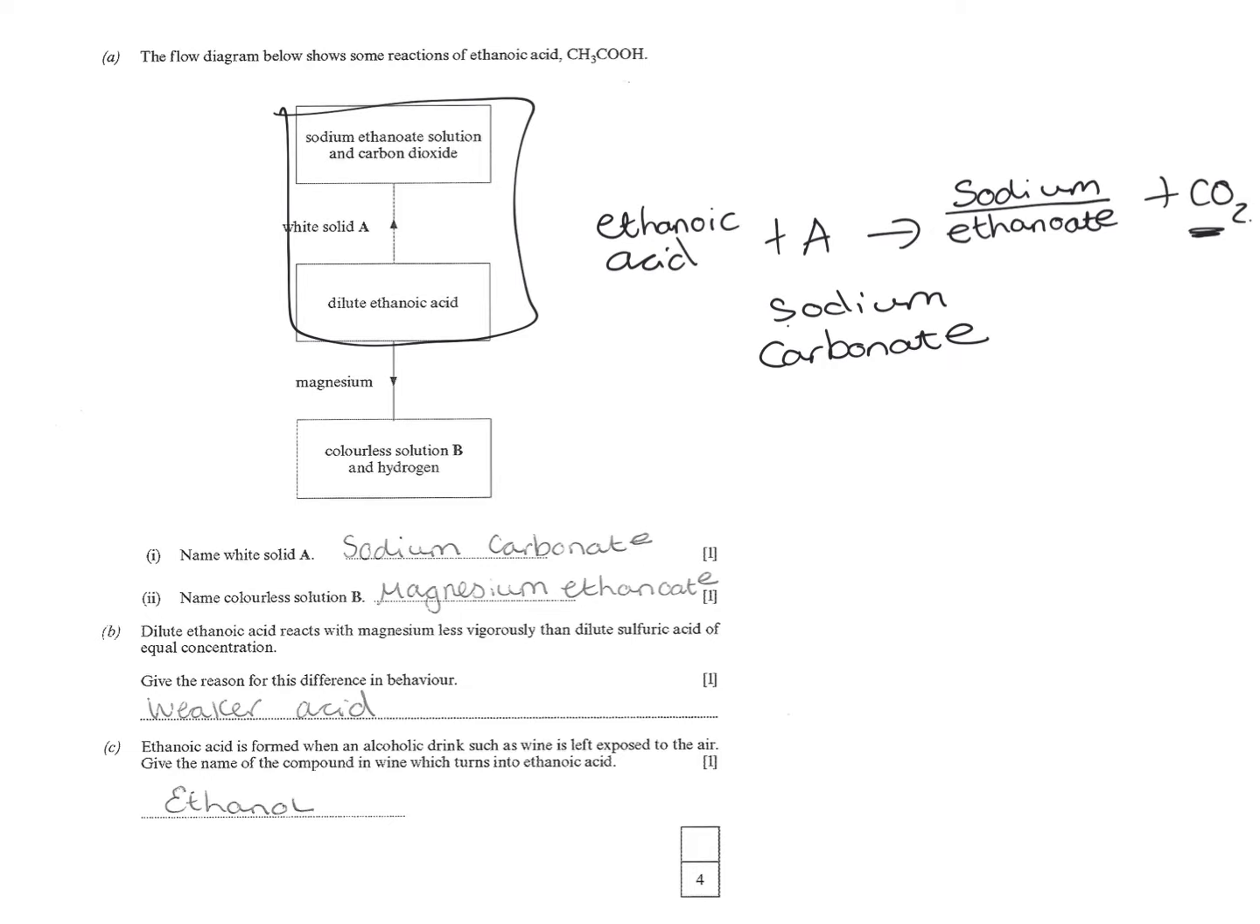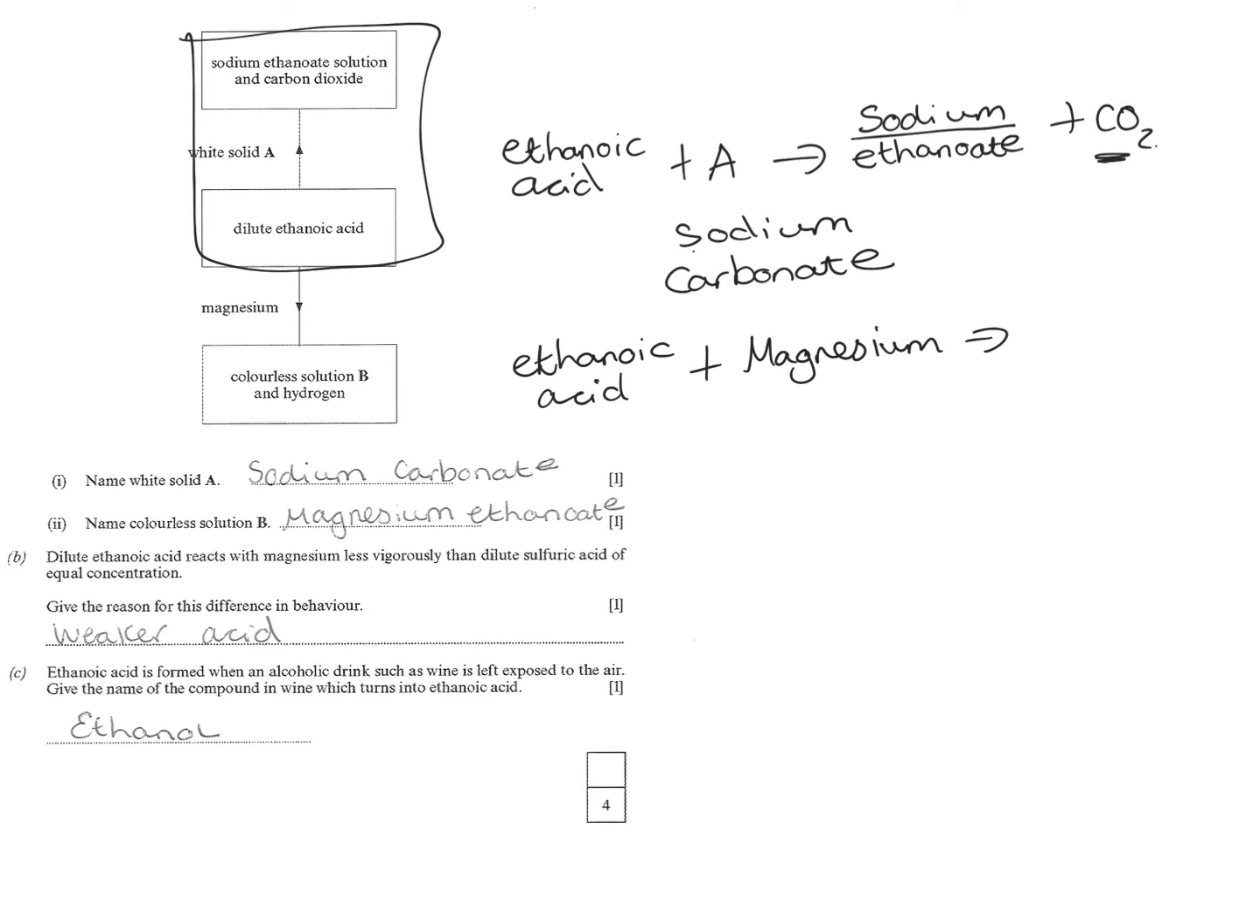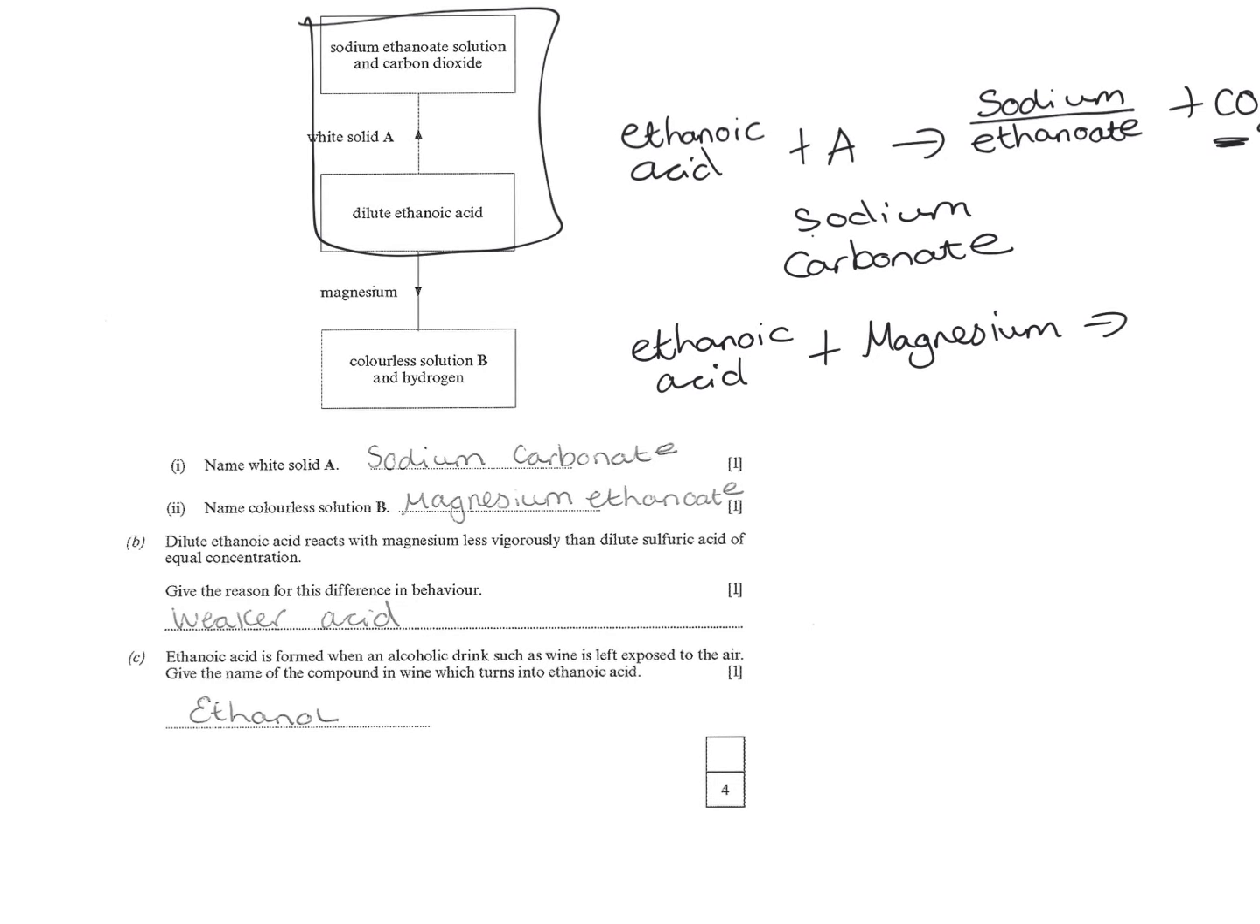Okay, same kind of thing then. You've got ethanoic acid plus magnesium. Okay, so then that's going to be magnesium ethanoate. Okay, give a reason why ethanoic acid reacts less vigorously. It's a weaker acid, partially dissociates. Ethanoic acid forms when an alcoholic drink such as wine is left exposed to the air. Give the name of the compound in the wine which turns into ethanoic acid. That's ethanol. Okay, that's another topic.